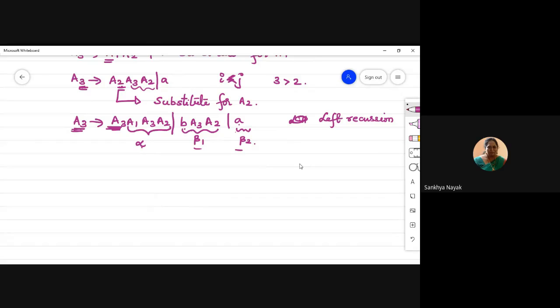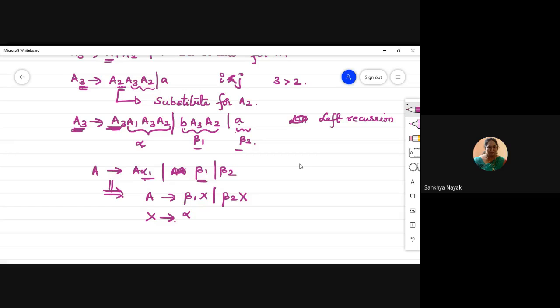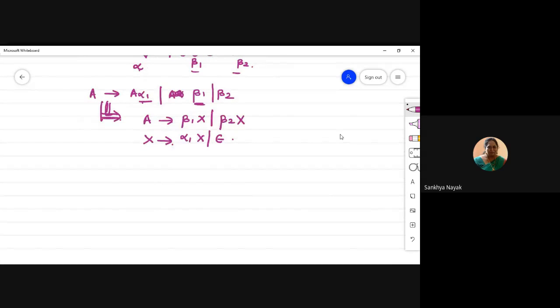So what is the formula for removing the left recursion? If there is an equation of this format, A derives A alpha 1, here only one alpha is there, so I'll just write it as alpha 1, and beta 1 and beta 2. If we have this, then we will rewrite this as A derives, whatever is there with beta we will take first, beta 1 introduce a new term and beta 2 introduce a new term, correct? And that new term will be alpha 1, the new term itself, or epsilon. So one line will be replaced with these two lines.